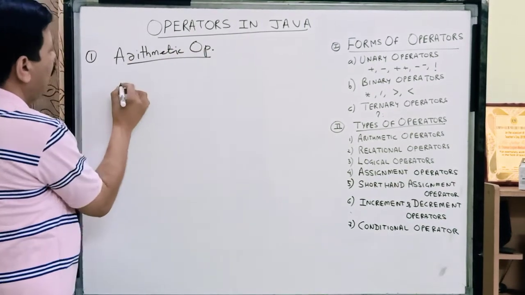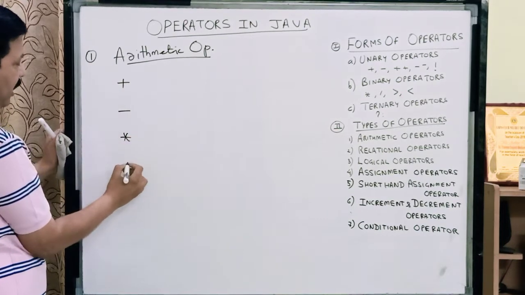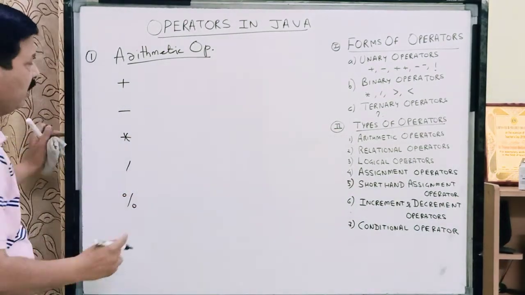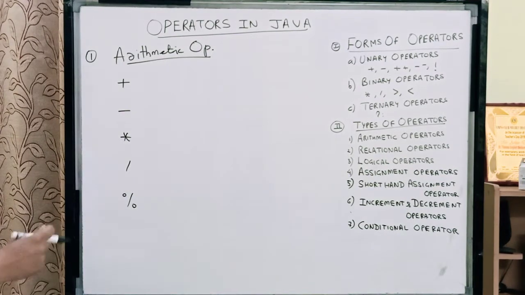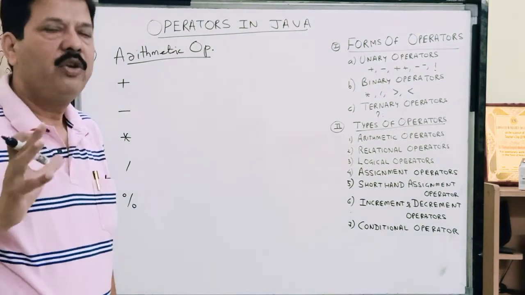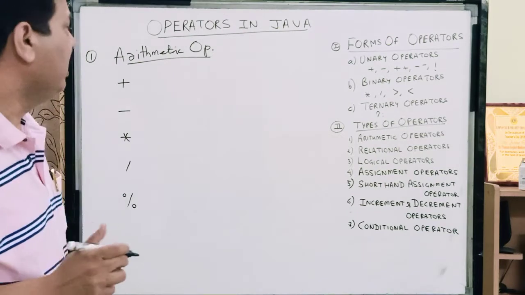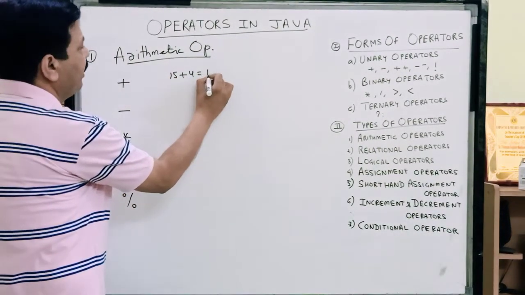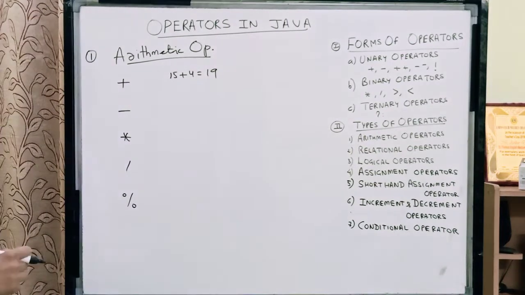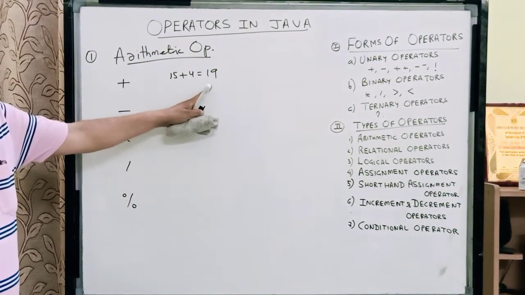So children, we talk about the arithmetic operators of plus, minus, multiplication, division, and modulus. So these are the five arithmetic operators. When we talk about this plus symbol, children, if both the operands are numeric, then this operator performs the task of addition. Now, say if I say 15 plus 4, the answer is numeric, which is 19. So it is adding these two values.